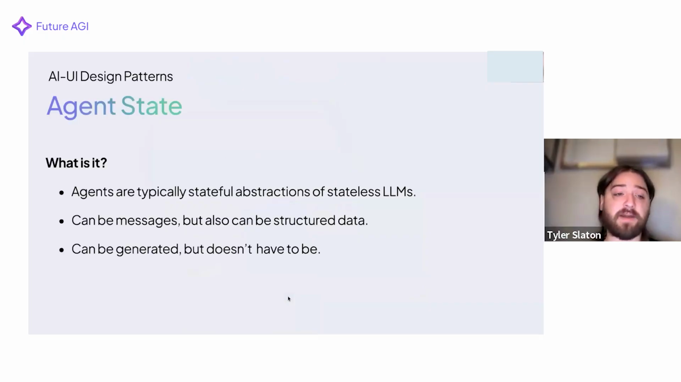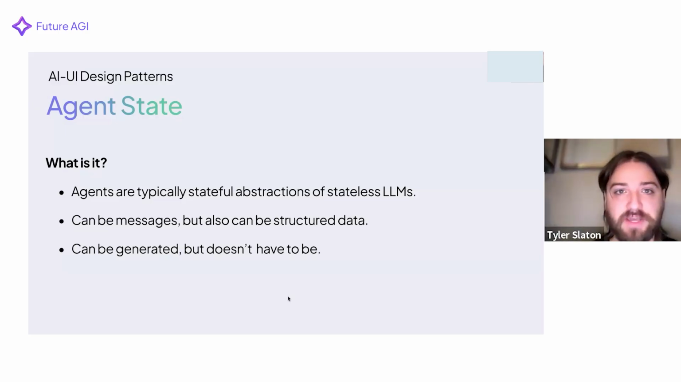This is another AI design pattern, AI UI design pattern. What is it? So agents are typically stateful abstractions of the stateless LLMs. If you've ever worked with a model provider API, if you want to get a conversation, you have to pass in all of the past history. Agents are a nice abstraction of this because they do that for us, where we just send the new message that we want, and all of our previous messages are handled for us.